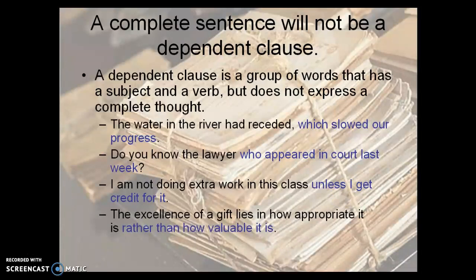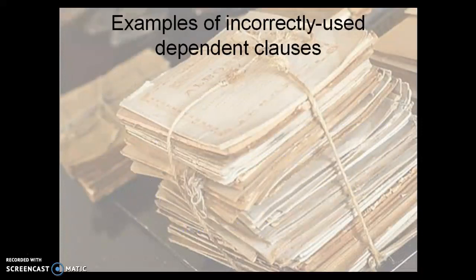The next one: "The excellence of a gift lies in how appropriate it is rather than how valuable it is." In blue, again, we have the dependent clause rather than how valuable it is. But it can't stand on its own. It needs the rest of the sentence for it to make sense, for it to be complete. Okay, so let's look at some examples of incorrectly used dependent clauses.